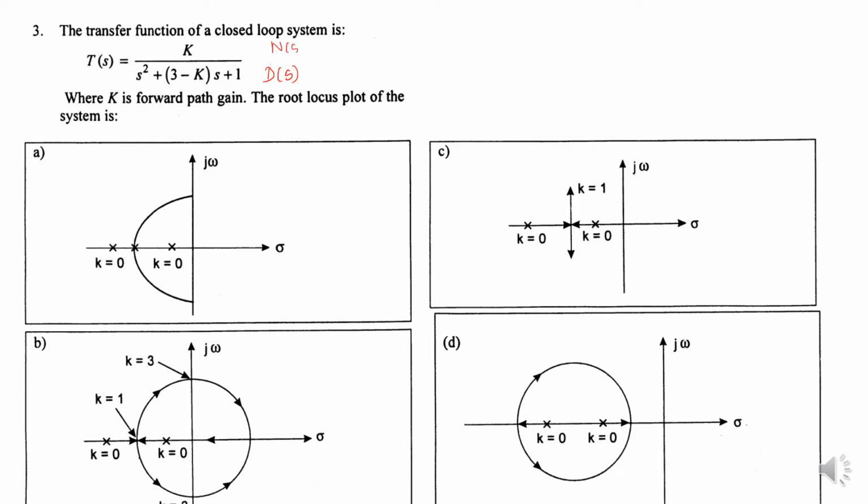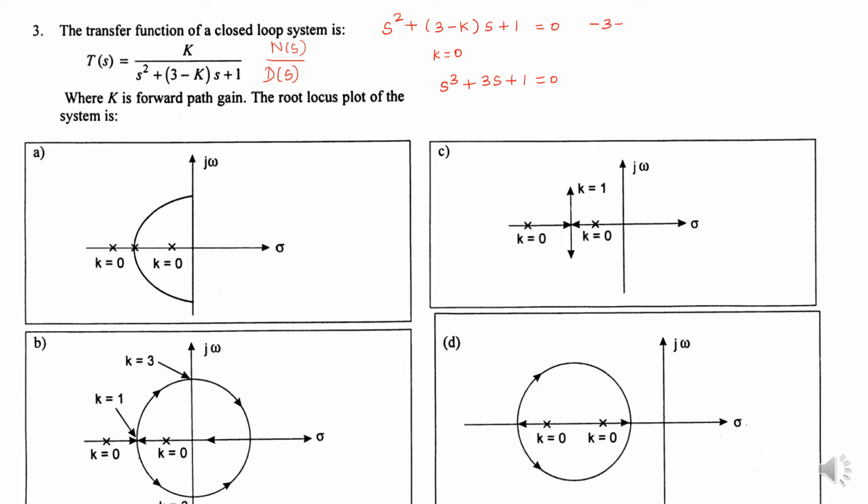So, what is d of s here? s square plus (3 minus k) s plus 1 equal to 0. First of all, I have to put the value k equal to 0. So s square plus 3s plus 1 equal to 0. Here I have to find out the roots of this equation.